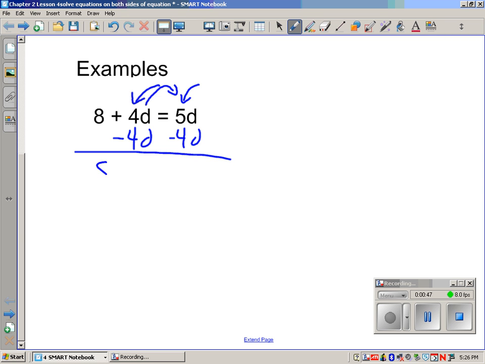and that would leave us 8. These will cancel out. Bring down the equal sign. 5d minus 4d leaves us just d.